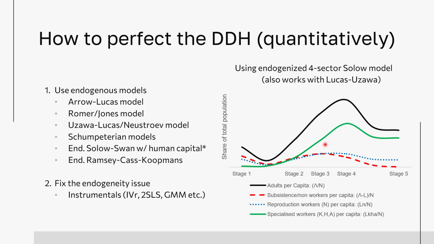And of course, the green line here is specialized workers per capita. That's the juice, right? That's what unlocks the second dividend. That's what unlocks true economic growth. Effectively, prior to the demographic transition, you have too few specialized workers per capita. Post-demographic transition, you now have more specialized workers per capita. So with these modifications, one can get the dividend hypothesis to start working and to start giving us credible results.